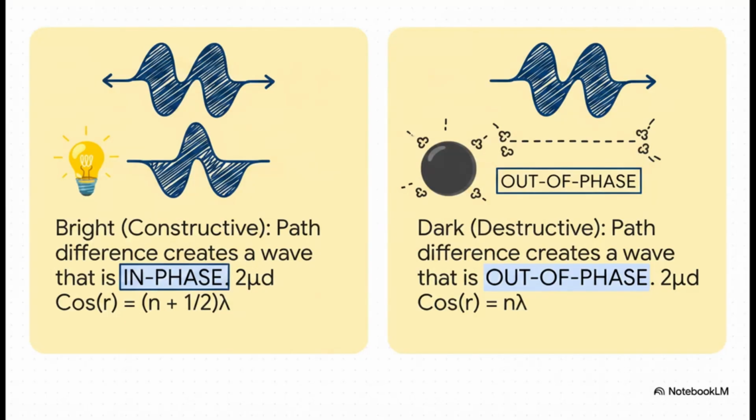Okay, screenshot this slide. This is your problem-solving cheat sheet. For a bright spot, we call that constructive interference. The path difference has to be a whole number of wavelengths plus a half. For a dark spot, destructive interference, it's just a whole number of wavelengths. That little half a wavelength is the magic ingredient. And since every color has a different wavelength, lambda, a single thickness will make some colors bright and other colors totally disappear. And poof, you've got a rainbow.